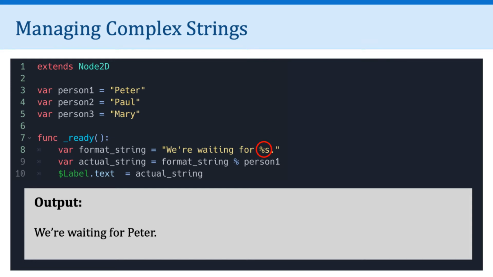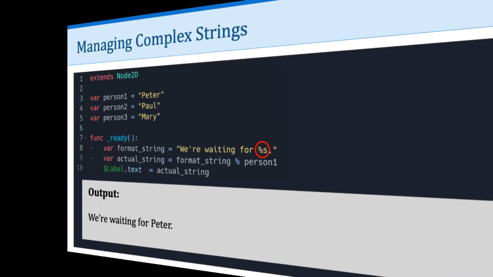And so how do we do that? Well, we say on line 9, var actual_string equals format_string % person1, where we pass the variable we want to pass, in this case person1. And then we can set in line 10 our label text equals actual_string. What would be the output of that code? We would see "we're waiting for Peter". Essentially, we've accomplished the same thing that we did in the earlier examples. We've just done it in a different way using format strings.